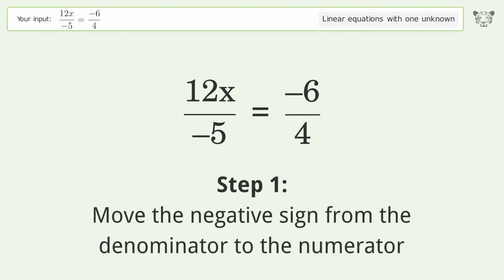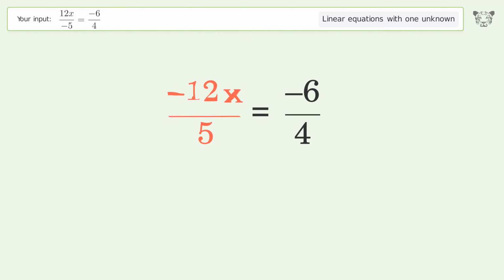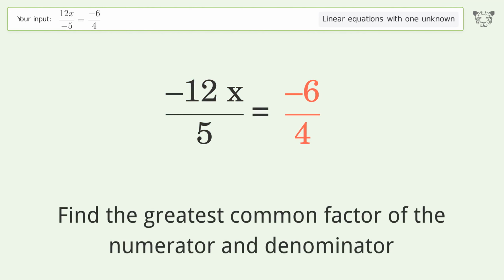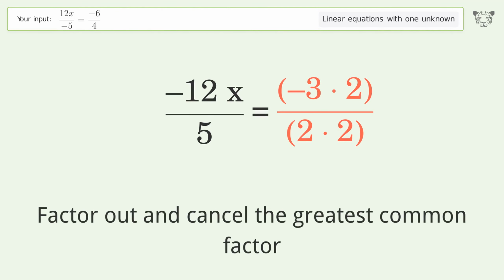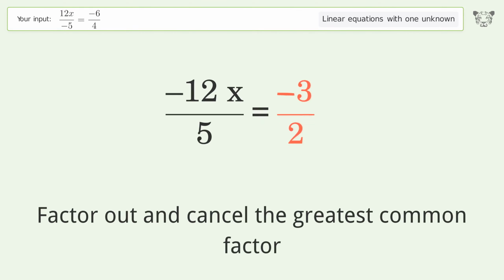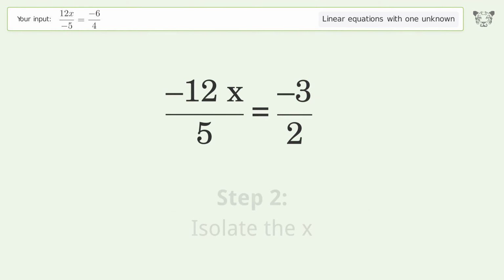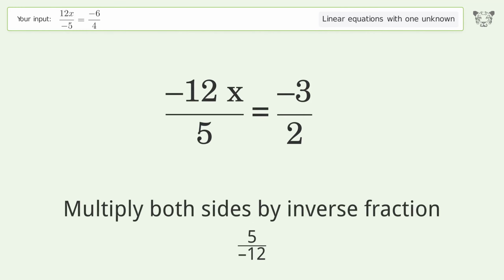Move the negative sign from the denominator to the numerator. Find the greatest common factor of the numerator and denominator. Factor out and cancel the greatest common factor. Isolate the x. Multiply both sides by inverse fraction 5/12.